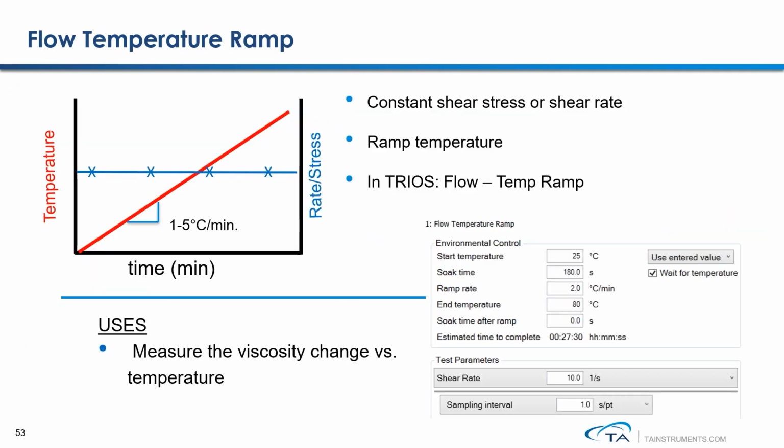The last flow procedure we're going to discuss here today is a flow temperature ramp test. This is a flow test under a constant shear rate or shear stress. During the measurement, you are changing the temperature at a linear rate. You can conduct either a temperature ramp up test or a ramp down test. A common temperature ramp rate varies from 1 to 5 degrees C per minute. The screenshots here show you an example of how to set up a flow temperature ramp experiment. The application of this test method is to measure the shear viscosity of your sample under different temperatures.